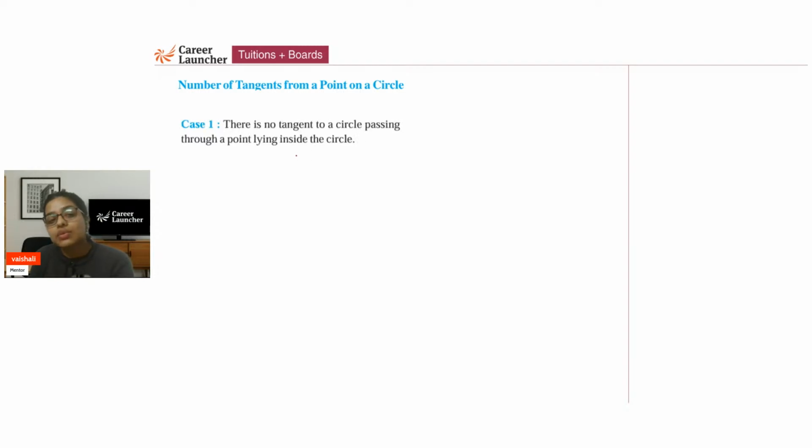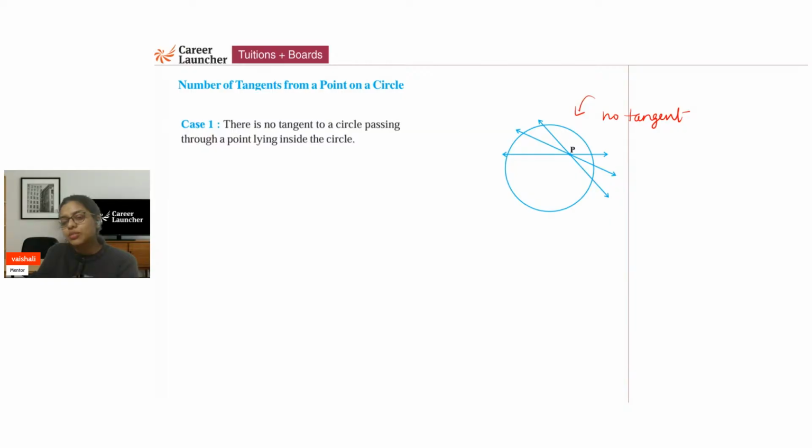Case 1 है that what if कोई tangent ही नहीं है, which is passing through a point lying inside the circle. Now this is the situation that we are dealing with. What if I am dealing with a circle जहाँ पे कोई tangent ही नहीं है, right? So there is a possibility कि जो भी lines है या तो वो inside the circle जाके intersect कर रहे हैं. So this is the point P where there are 3 lines, as you can see. They are intersecting but inside the circle. So it means there is no tangent.